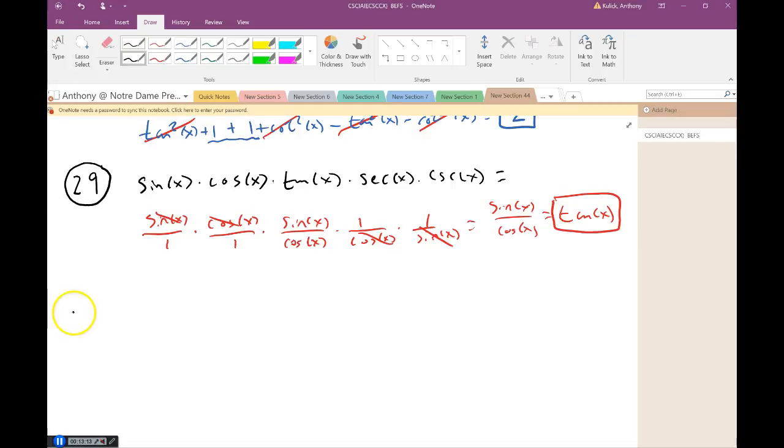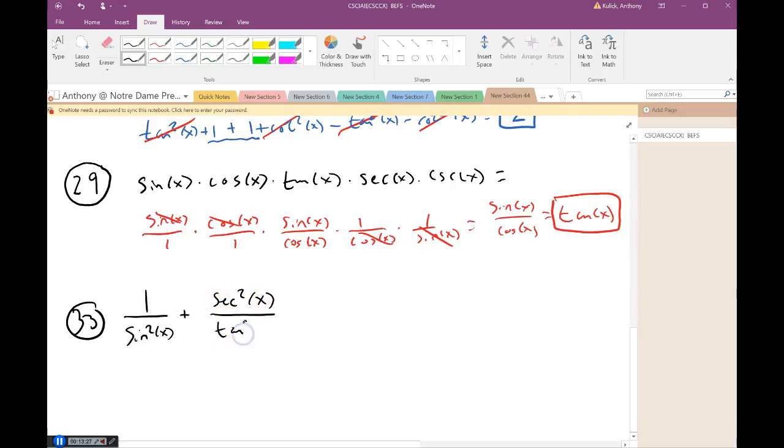So 31 we skip. 33 though, we have 1 over sine squared plus secant squared over tangent squared. Any ideas here? I heard someone say a common denominator, which is fine to do, but I'm interested in, Sebastian, what did you suggest?